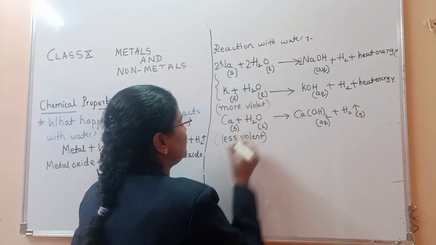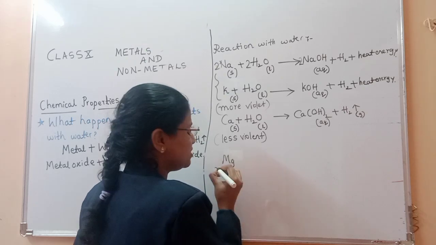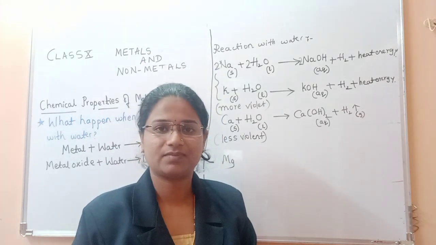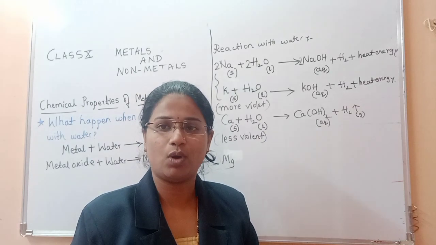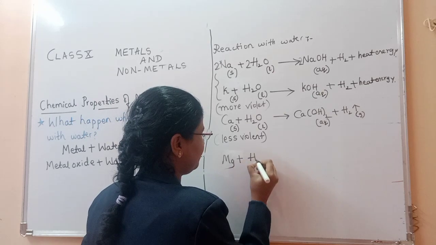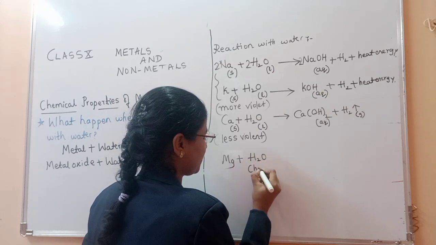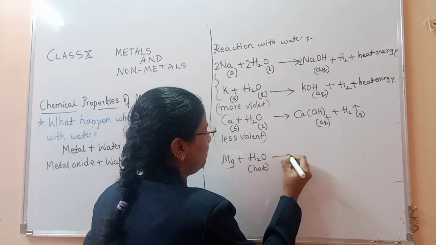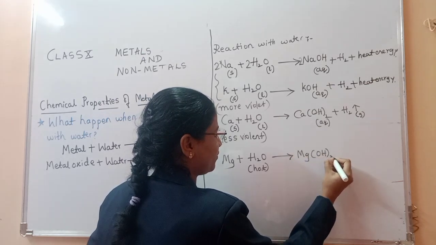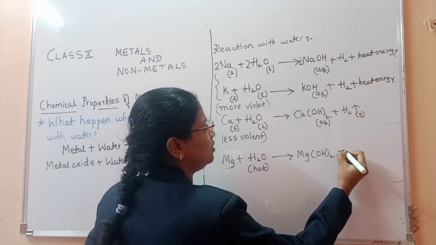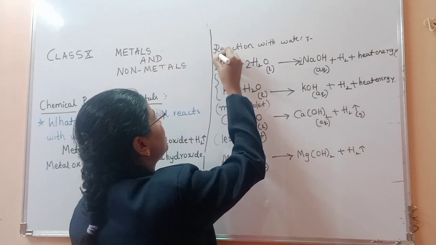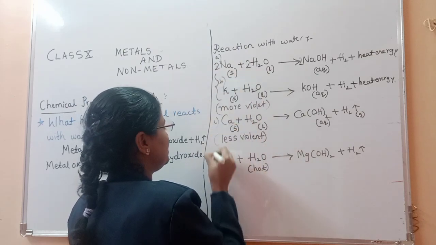Certain metals like magnesium will not react with cold water. They react with hot water to give magnesium hydroxide. So here, in both the cases, that is letters A, B, C, D.